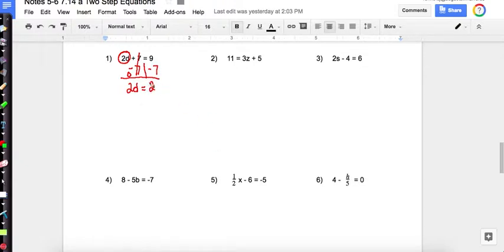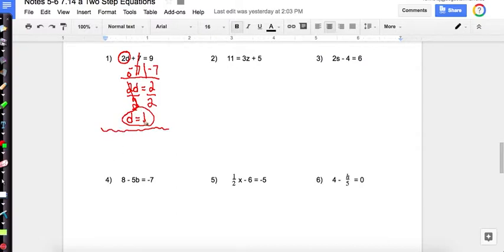So if 2d equals 2, I still don't have d by itself. So what's the opposite of multiplication? Good, division. So we're going to divide both sides by 2. 2 divided by 2 is a 1 in disguise. And 2 divided by 2 is 1. So d equals 1. Now let's draw a little wavy line here and let's show our check underneath.